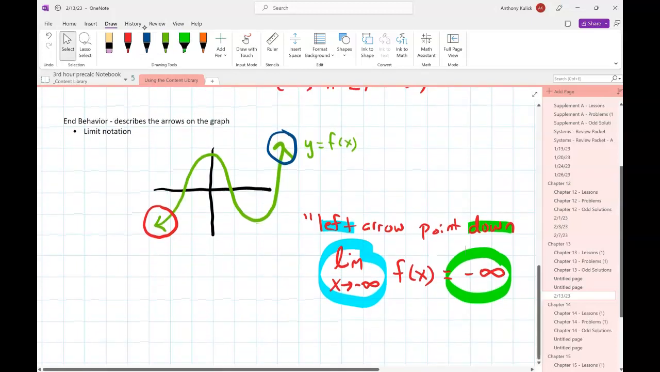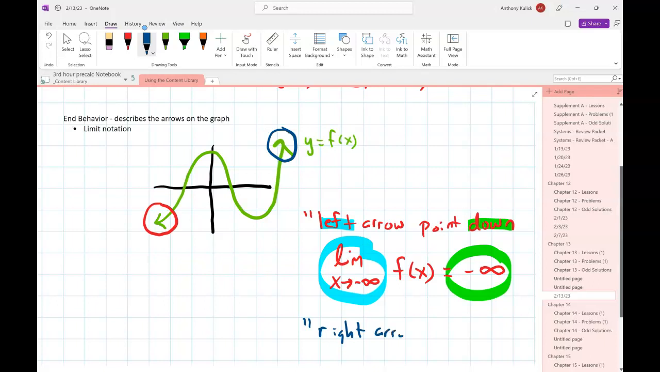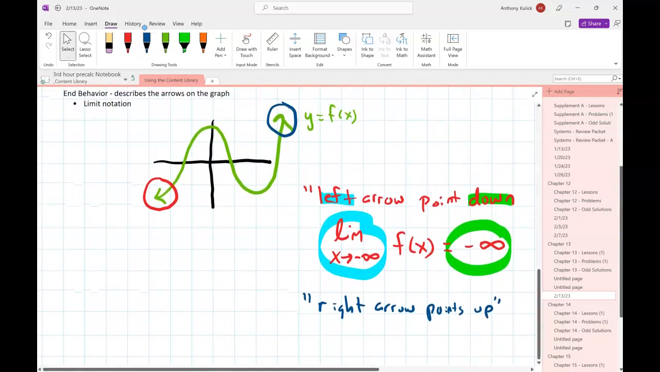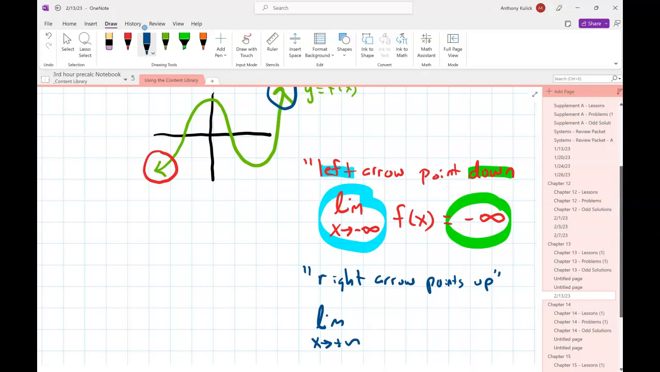Now let's look at the blue. What would you say is going on there? Right arrow. So to describe the right part, we'll write limit x approaches positive infinity. I'm going to write the plus sign down there. You don't have to put it there. I always do, to make sure I'm in the habit of writing either a positive or negative there, so I don't forget to write the negatives on the negative ones.